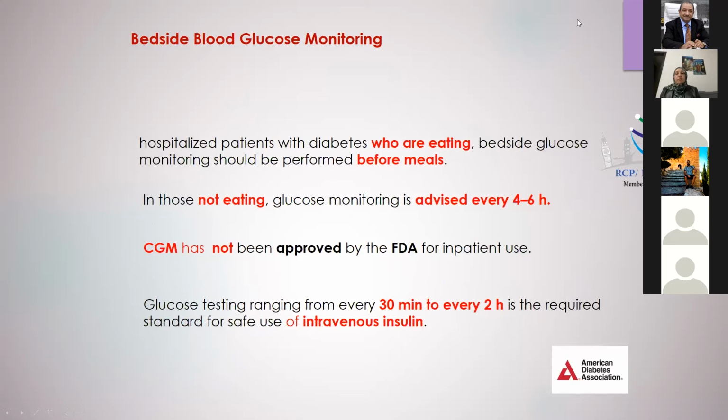Now, the monitoring of blood glucose at the bedside. It depends on whether the patient is eating or not. For those who are eating, you should do it before meals. If he is not eating, then it is at least every 4 to 6 hours. Of course, continuous glucose monitoring has not been approved by the FDA for inpatient use. The glucose testing on insulin infusion ranges from every 30 minutes to every 2 hours. Next slide, please.